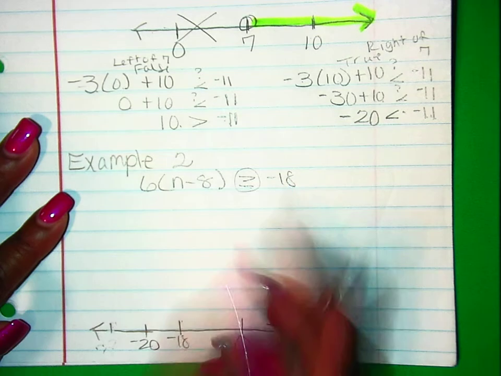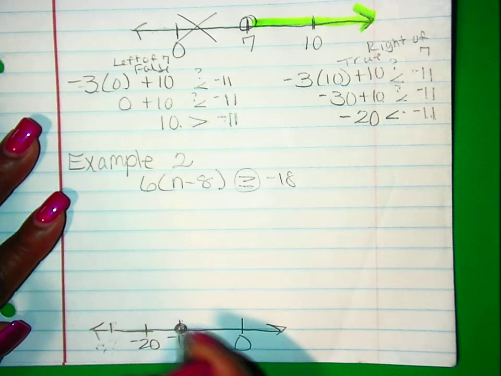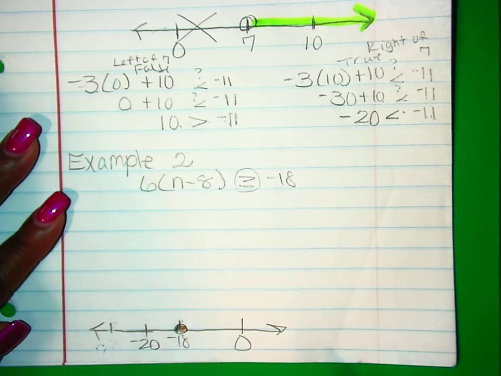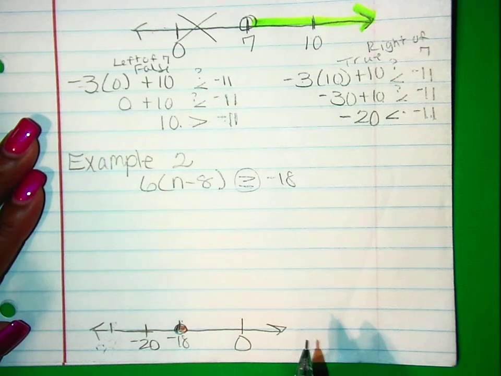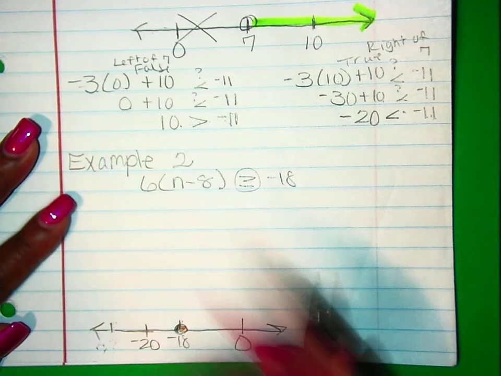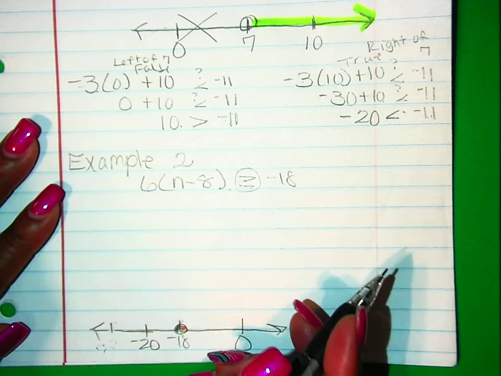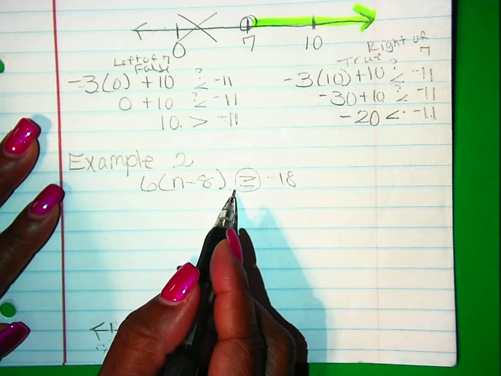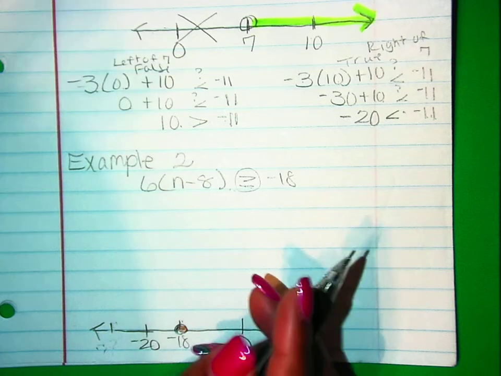I know that on the negative 18, I'm going to have a solid. So I can start my solution. I know it's going to be a solid. Okay. And here, I'm going to start off. I want to get rid of the grouping symbol first. Well, you really don't have to get rid of the grouping symbol first. I can do it 2 different ways. Either way, I'm going to get rid of it.